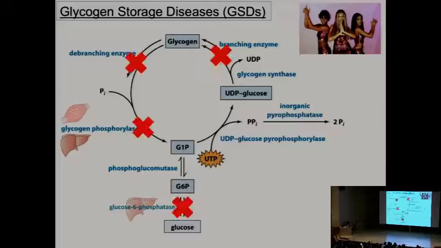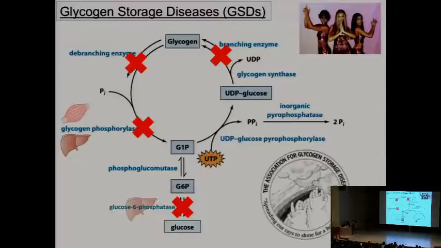So, not surprisingly, a lot of enzymes in this pathway are associated with human disease. If you have mutations in either branching, debranching enzymes, glycogen phosphorylase in either the liver or muscle, and then the liver's glucose 6-phosphatase, these are all associated with disease. And in fact, glycogen storage diseases are so common, there's even an association for them for patients and parents and researchers who are afflicted by and interested in these diseases.